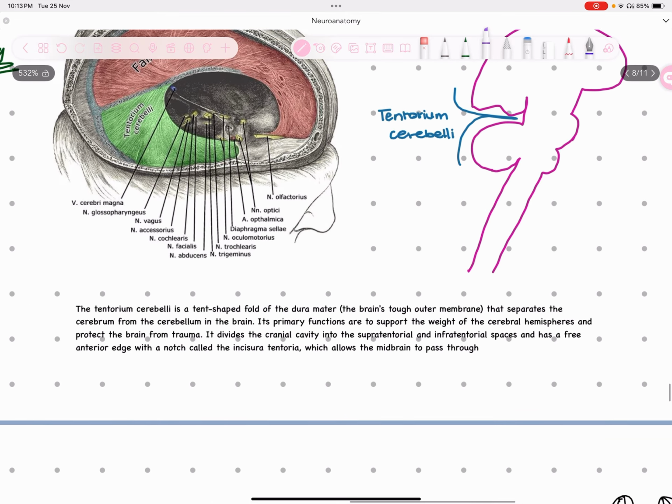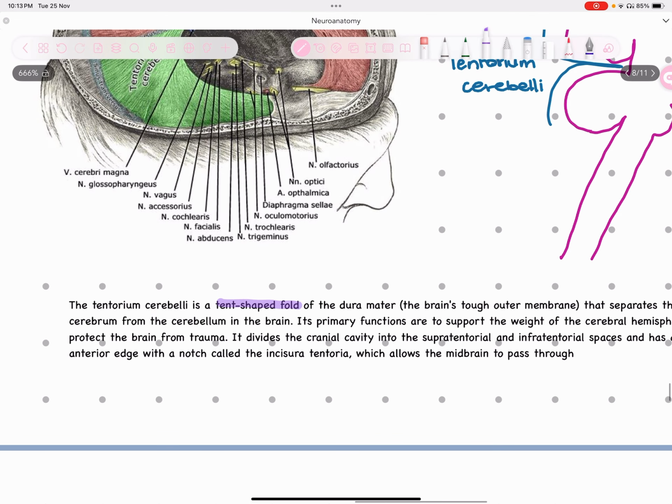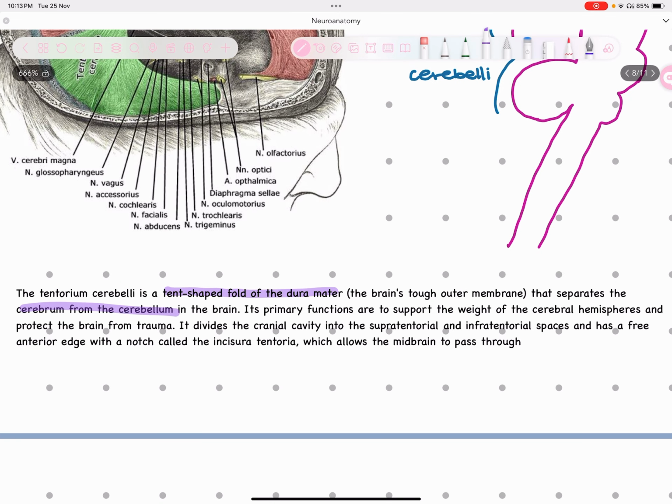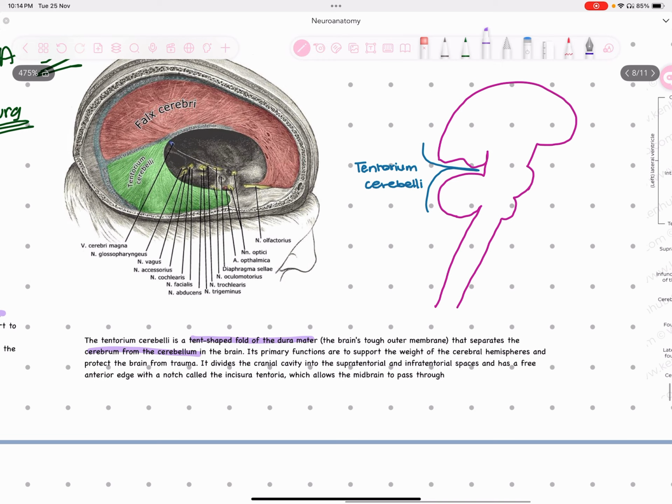Right. And how about the tentorium cerebelli? It is a tent-shaped fold of dura mater that separates the cerebrum from the cerebellum. So it separates the cerebrum and the cerebellum. It's placed just above the cerebellum.